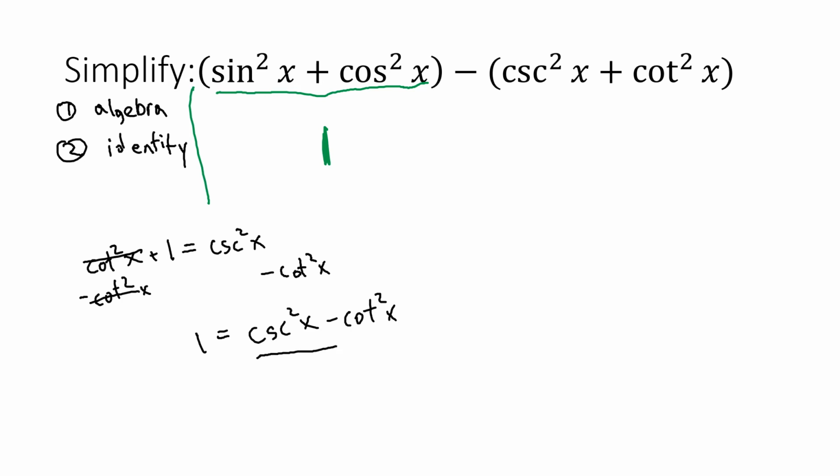So if we see cosecant squared minus cotangent squared, we can just replace it with 1. We're going to take this expression and replace it with 1. So now we have 1 minus 1. This is the easiest problem to figure out, because this is just going to be 0.